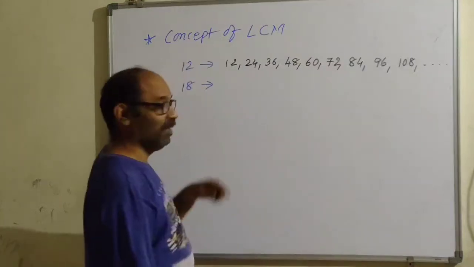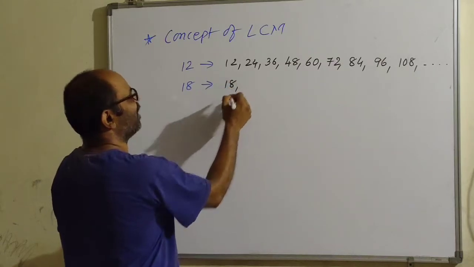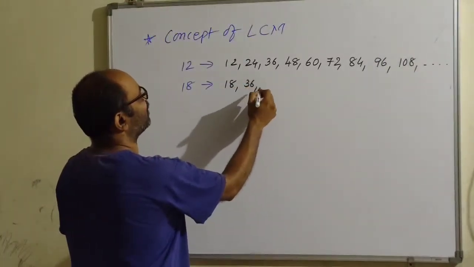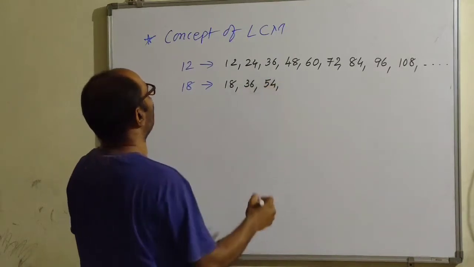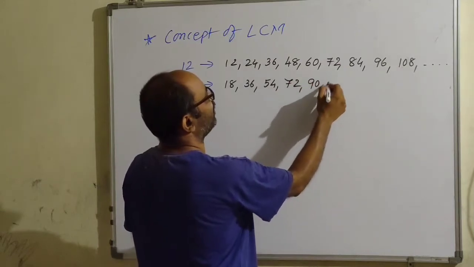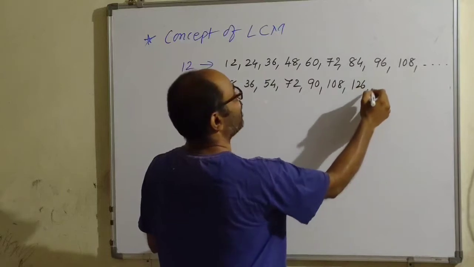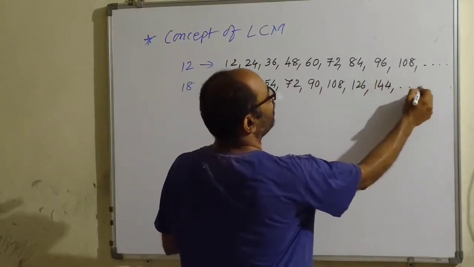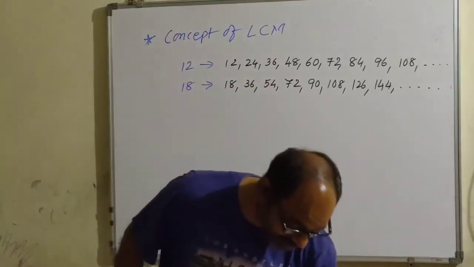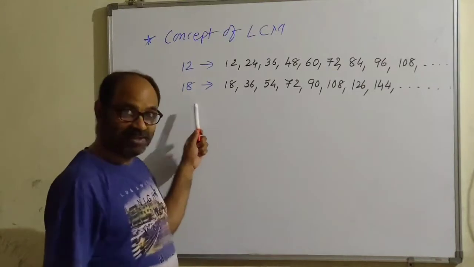Now let's see the multiples of 18. What is the first multiple of 18? The number itself. Next, 18 twos are 36, 18 threes are 54, 18 fours are 72, next 90, next 108, next 126, next 144, and so on. It also has infinite multiples. So we got multiples of 12, we got multiples of 18.